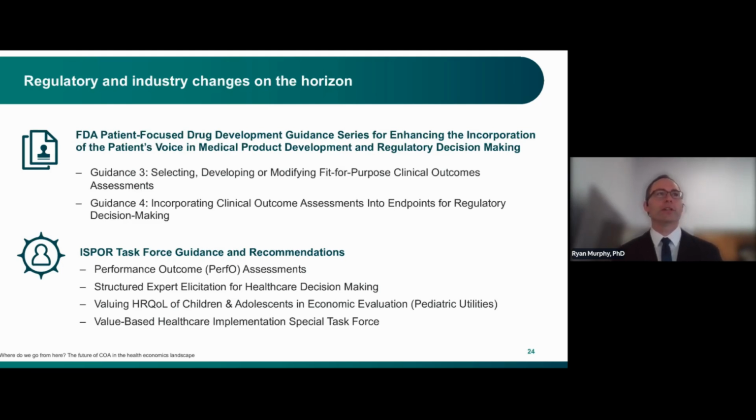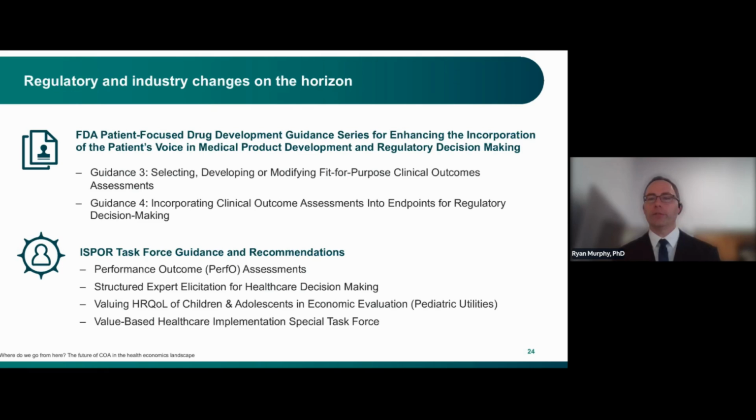But ultimately, these are Guidance 3 on selecting, developing or modifying fit-for-purpose clinical outcomes assessments. We need to make sure that the COAs that are being given are actually fit for the purpose of the population that they are going to. And then also Guidance 4, incorporating these clinical outcomes assessments into endpoints for regulatory decision making. More and more, we are seeing that these COAs might be used as secondary or even co-primary endpoints along with biological measures to be used for justifying the efficacy of treatments or even making label claims.